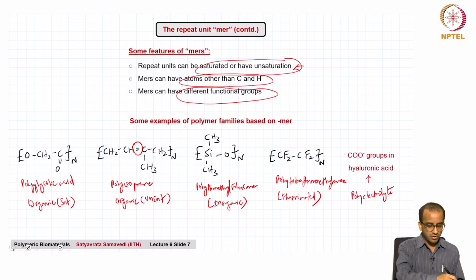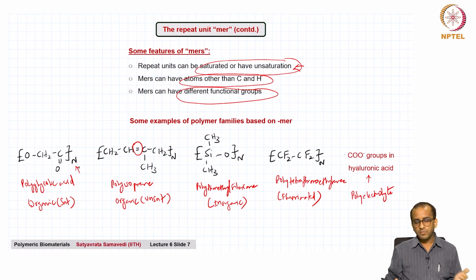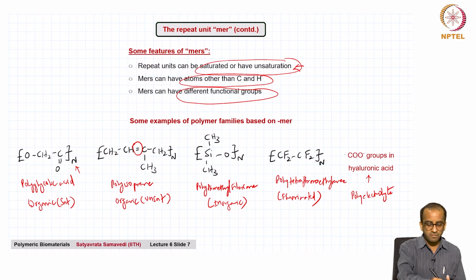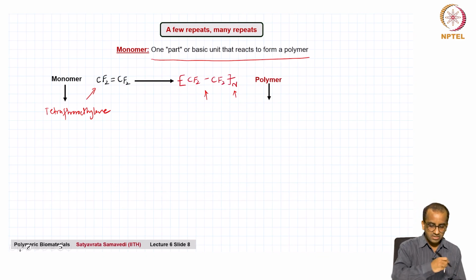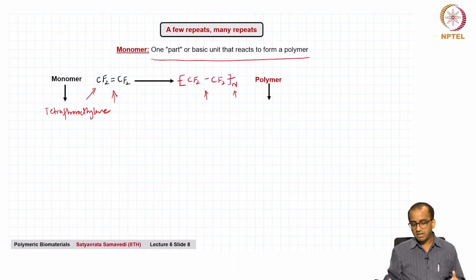So earlier when we were looking at monomers or MERs, this n is the number of times it repeats. The MER itself will not have the n. This is simply the MER. The number of times it repeats, when it is added, it becomes the polymer. Whereas here you see that this is a complete molecule in itself, and when you polymerize it, you get a polymer, in this case polytetrafluoroethylene.